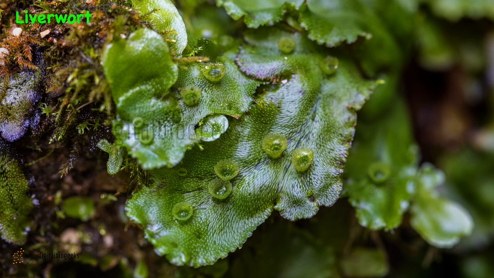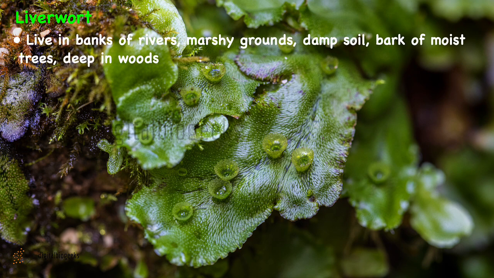Let's learn about liverworts. They live on banks of rivers, marshy grounds, damp soil, bark of moist trees and deep in the woods. Their body is a thallus. An example is Marchantia. This is Marchantia. Its thallus is dorsoventral, meaning it has a dorsal surface, the outer surface, and an inner surface, the ventral surface. They are attached to a substratum. This is the substratum. Some have tiny leaf-like structures on their stem.